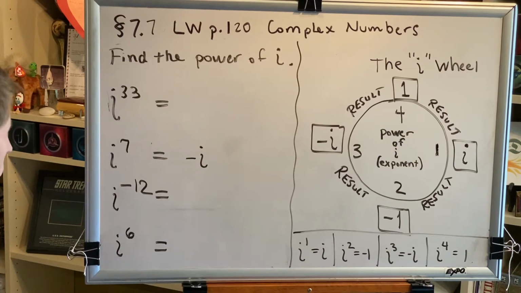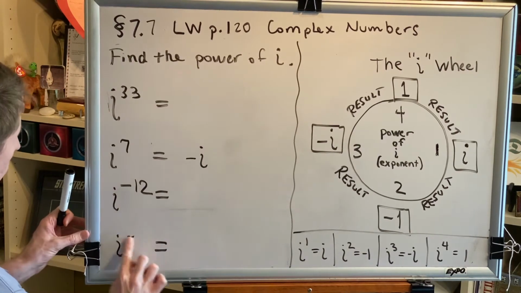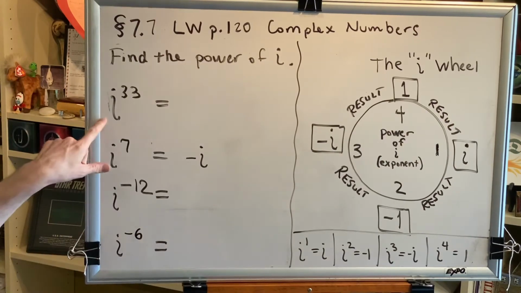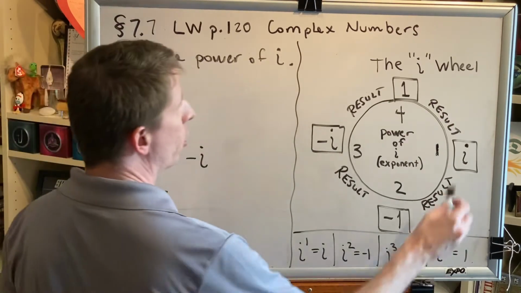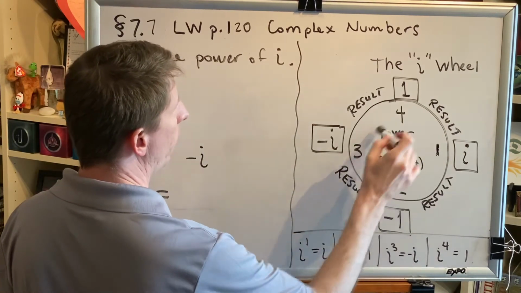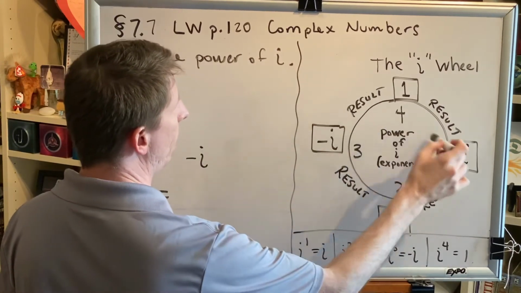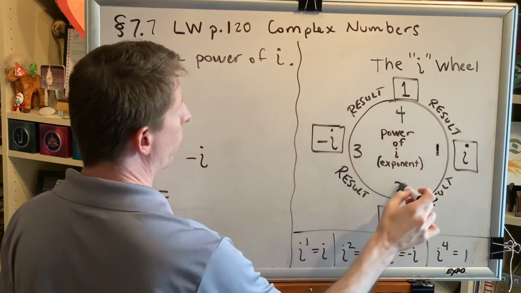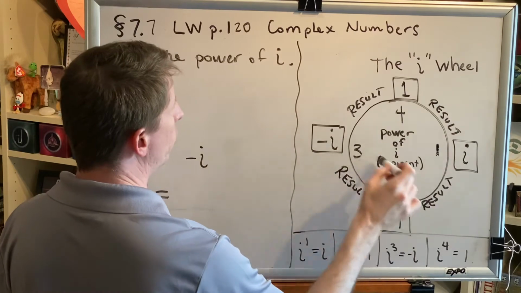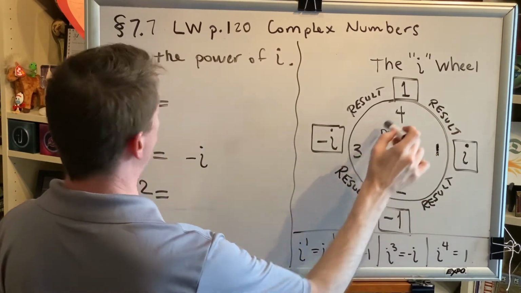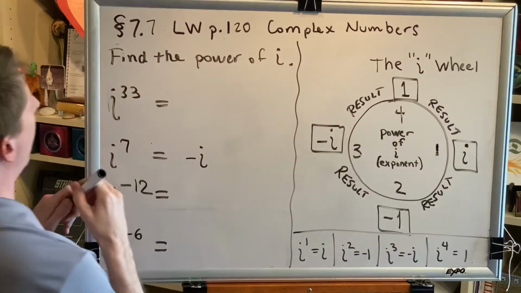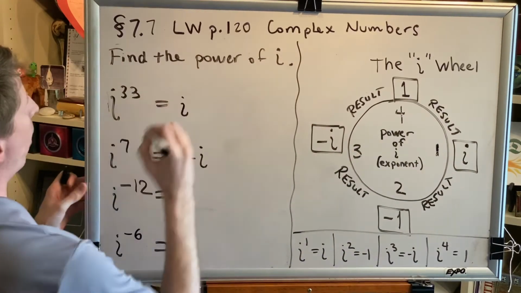All right, let's do a different one. I'm going to change this problem to negative 6. Okay, let's do i to the 33rd. So put your pencil or marker here and count as we go. This is 1, 2, 3, 4, 5, 6, 7, 8, 9, 10, 11, 12, 13, 14, 15, 16, 17, 18, 19, 20, 21, 22, 23, 24, 25, 26, 27, 28, 29, 30, 31, 32, 33. The answer is i. i to the 33rd power equals i.